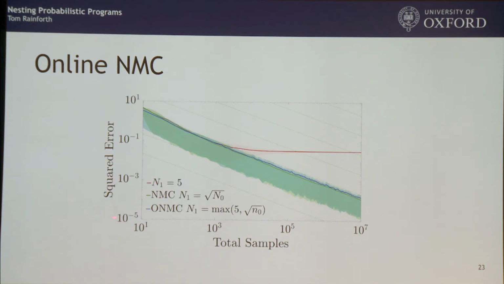So a few things going on here. The x-axis is the total number of samples. The y-axis is the mean squared error. Red is if we use a fixed number of samples in our inner query. So we see that we have this bias. We can't get below this line if we don't increase the number of samples in the inner query. We see in blue and in green the online and non-online estimators, and we see that we've got an almost exact match in practical performance.